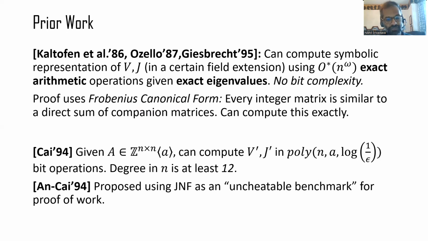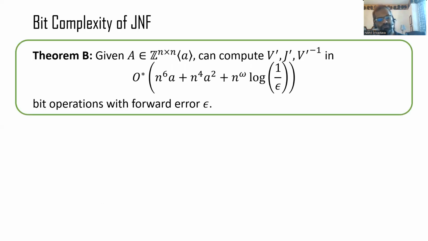Okay, so that's the prior work. And so the new theorem is theorem B, which is an explicit polynomial runtime bound for computing the Jordan normal form. It says, given an A-bit integer matrix, you can compute these V prime, J prime, and V prime inverse. Again, we also want the inverse we compute to approximate the true inverse in this many bit operations with forward error epsilon. So it's roughly n to the 6 bit operations for an n-by-n matrix. And there's this dependence on the number of bits of the matrix as well.